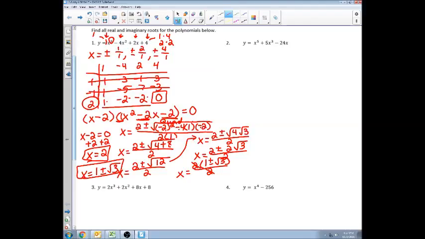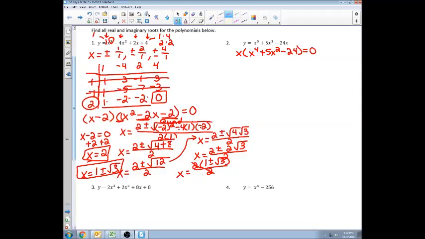Now, problem number 2. It only has 3 terms. So the hierarchy with 3 terms is I'm going to look for a GCF. There is no number in front of x to the 5th, so a number will not be included in my GCF. But I do have x's in all 3 terms, so my GCF would be x, which would leave me with x to the 4th plus 5x squared minus 24. All that would be equal to 0.